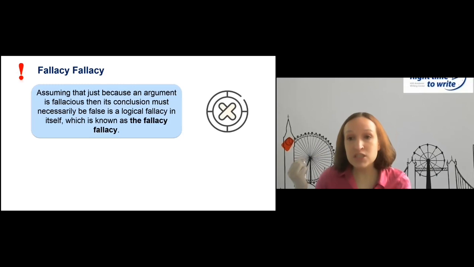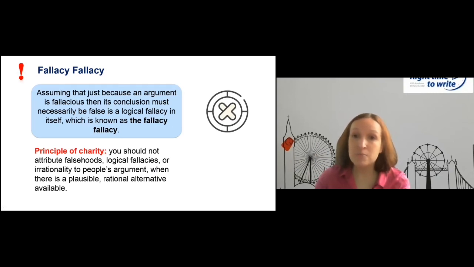So if we see fallacies in our opponent's arguments, it doesn't necessarily mean that he's completely wrong. And we need to keep an open mind. And when evaluating, when assessing other people's arguments, it's a good idea to apply the so-called principle of charity. Yeah, which says that you should not attribute logical fallacies or irrationality to people's argument when there is another plausible alternative, when it can be explained by something else and not a logical fallacy. Maybe you misunderstood the author. Maybe there is some data you don't know about. So sticking to the principle of charity is a good idea.